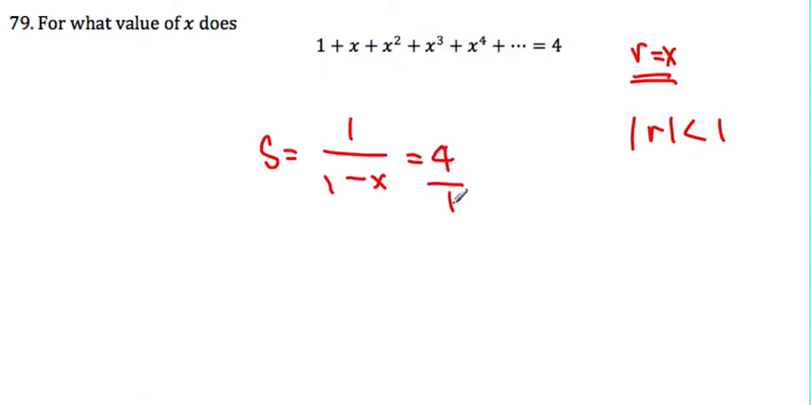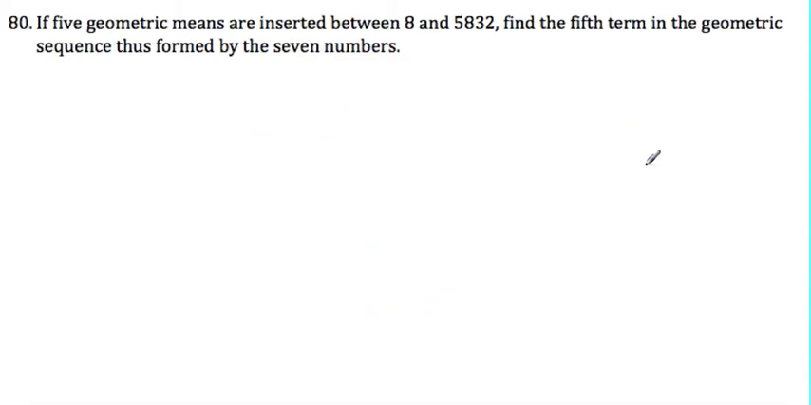Then we can simply cross multiply. We end up getting 4 minus 4x equal to 1. Then we get 3 is equal to 4x. By dividing by 4, we'll realize that x must be equal to 3/4, which is in fact less than 1. So therefore this one is satisfied. All right, let us move on to the next question. Number 80. If 5 geometric means are inserted between 8 and 5832.